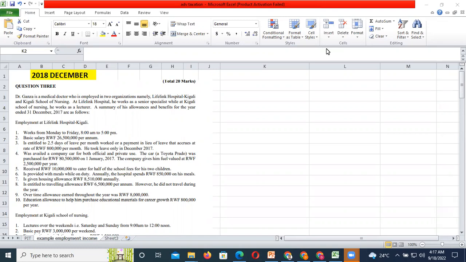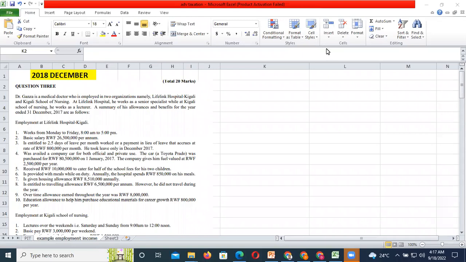Is provided with meals while on duty. Annually, the hospital spends 850 on his meals. That is a benefit in kind. Is given a housing allowance of 8.5 annually. That is a cash benefit. Is entitled to a traveling allowance of 6.5 per annum. However, he did not travel during the year.